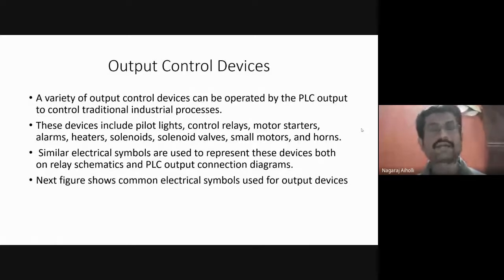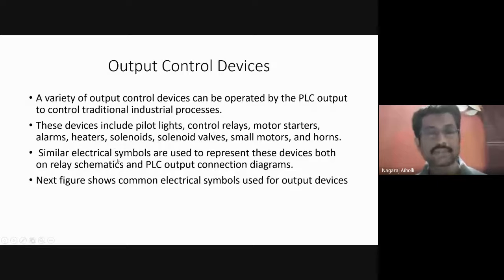There are a number of devices controlled at the output by the PLCs. PLCs control various devices at the output. These devices are, say, pilot lights, control relays, motor starters, alarms, heaters, solenoids, solenoid valves, motors, horns. These are the various output devices which are meant to indicate the status of the output, and further it is used to control the field devices.